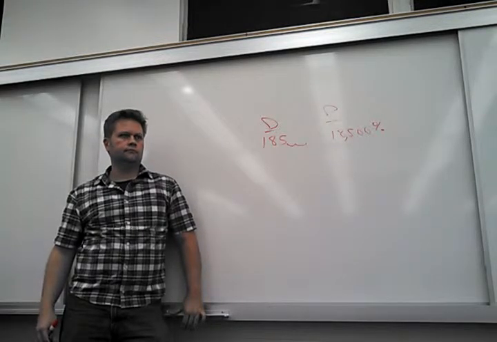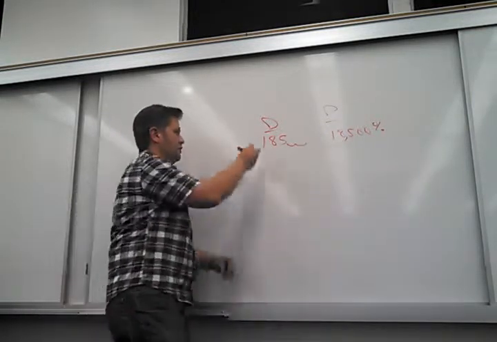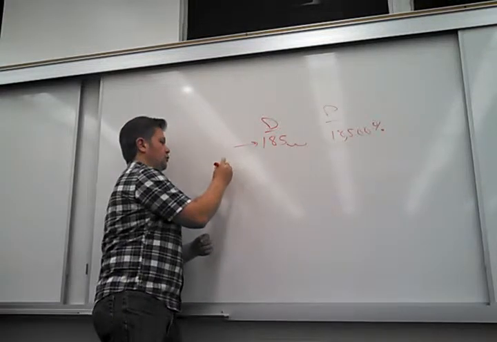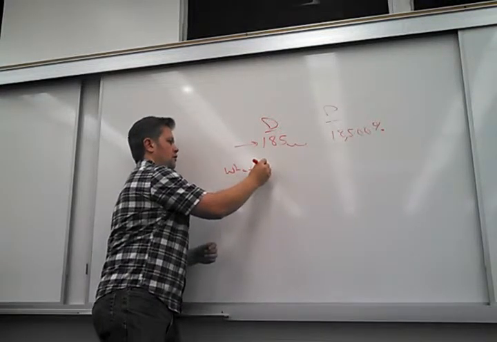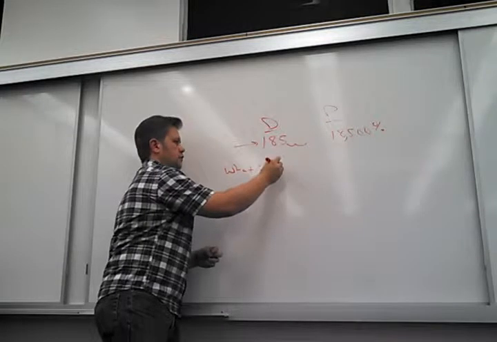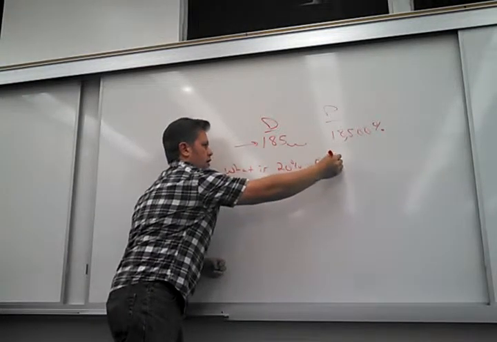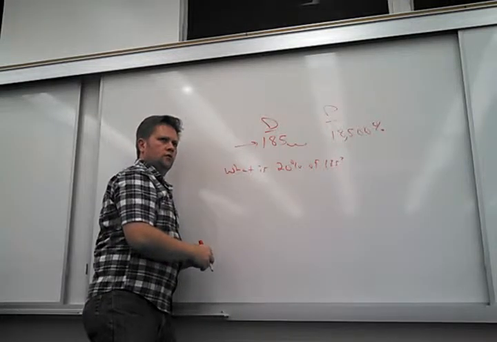What I'm saying is, if you had 185 and you want to figure out what's 20% of that. Oh, okay. All right, I thought you were talking about this. Yeah, if you had a whole number. So you mean like what is 20% of 185 or something? Yeah, something like that.